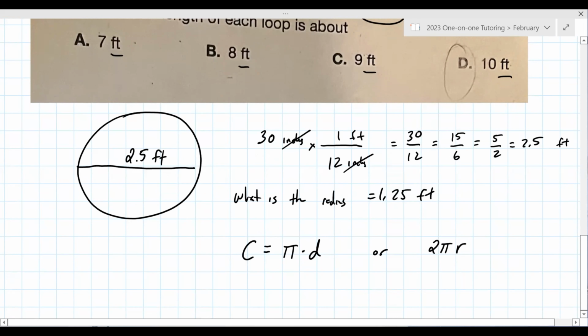If you want to use the diameter, it's 2.5 times 3.14. And you probably do need to multiply these out because they've done a good job with their multiple choice here to kind of be unclear. Can you multiply those? You really just need that whole number plus the tenths place.